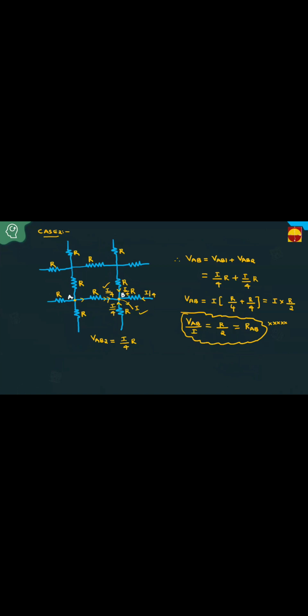Again, check the current in these AB terminals. That is I by 4. What is the resistance? R. Again, the voltage drop is I by 4 into R. Then the total VAB equals VAB1 plus VAB2, that is I by 4 into R plus I by 4 into R. The resultant is I into R by 2. Bring this I into the denominator, that is voltage by current, which gives the resistance between A and B terminals. I got RAB equal to R by 2. Clear? You have to concentrate.